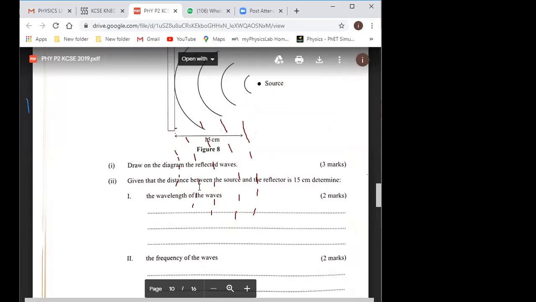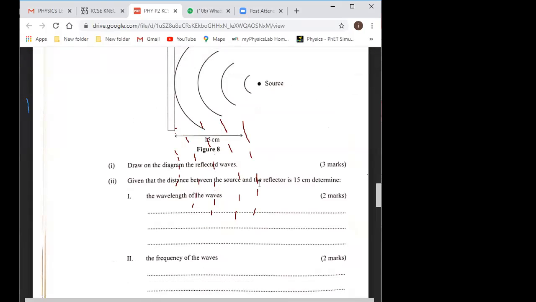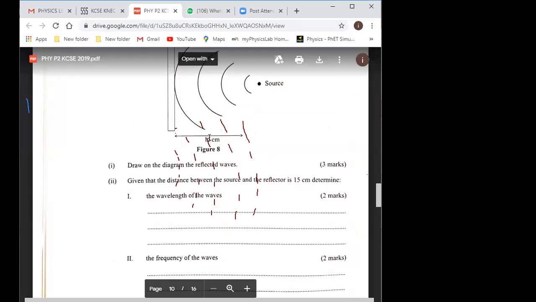Given that the distance between the source and the reflector is 15 centimeters, we can see 15 centimeters here. Determine the wavelength of the waves. So I want you to work it out. You can see from here up to here, the distance is 15 centimeters. So what is the wavelength?